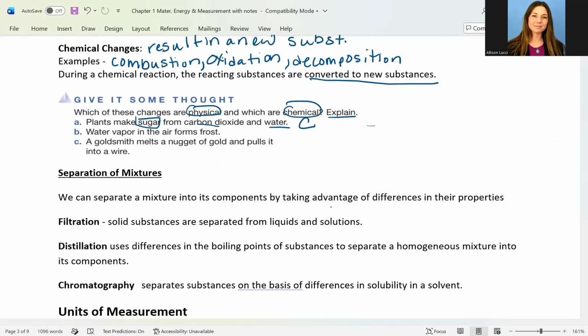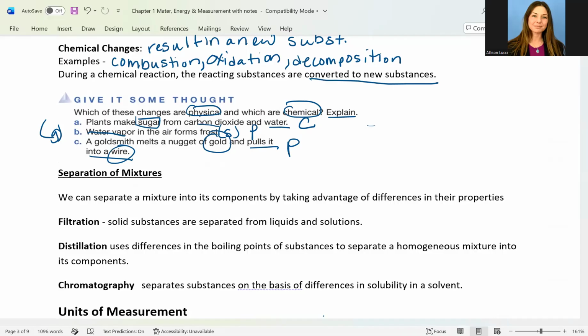Water vapor in the air forms frost, so we have water to start in gas phase, and then we have water over here in solid phase. So this is just a physical change. We have a change of state, but we don't change composition. Last, we have a gold nugget, and the goldsmith takes that gold nugget and pulls it into a wire. So we have gold to start. We still have gold at the end. So that is another example of a physical change. We don't actually change the composition of our matter. We just change its form or its shape there.